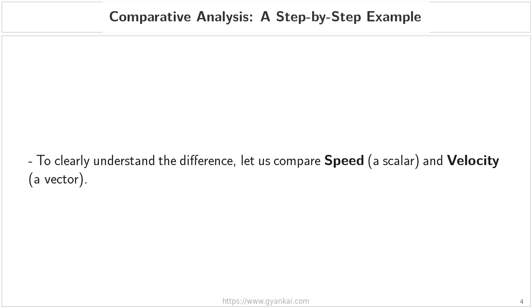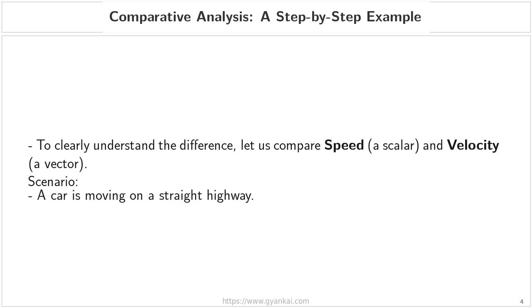Comparative analysis, a step-by-step example. Now that we have defined what scalars and vectors are in the previous slides, let's put that theory into practice with a comparative analysis. To make the difference crystal clear, we are going to compare two very similar sounding terms: speed, which is a scalar, and velocity, which is a vector.